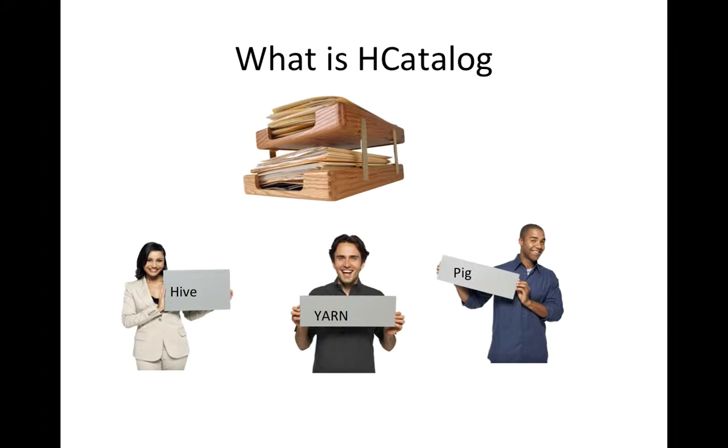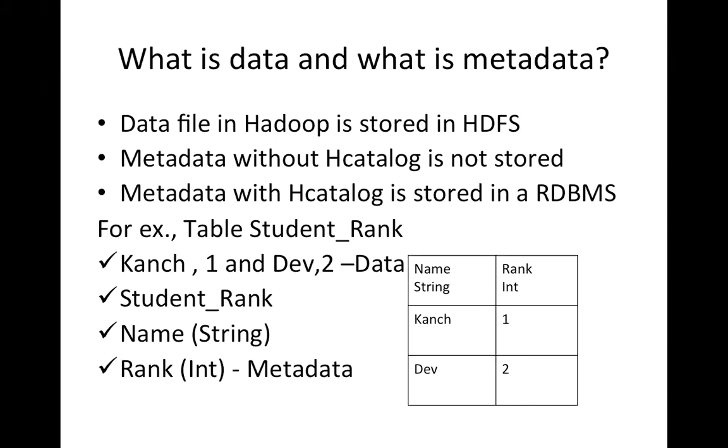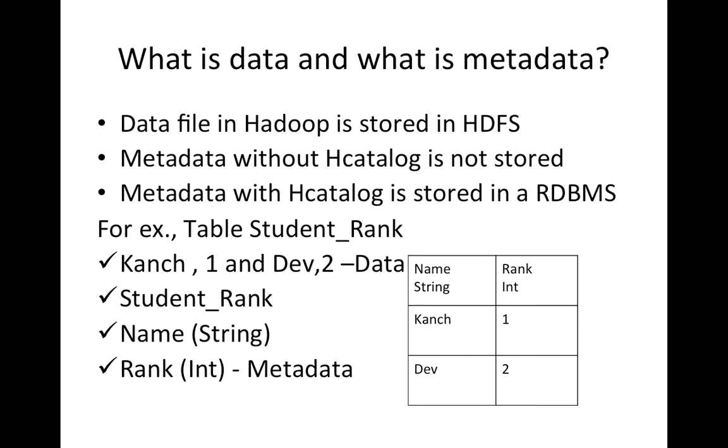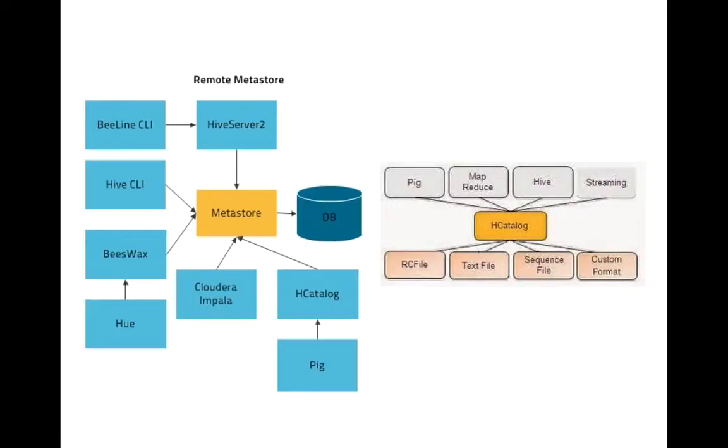The HCatalog metadata information is stored in an RDBMS. In my scenario, this is in MySQL, but for other instances, it could be anything, PostgreSQL or Oracle or any other database. We need to know the difference between what is data and what is metadata. Basically, data is the one which has the actual information, and in Hadoop, the data is stored in HDFS, whereas the actual metadata would be stored in this HCatalog.